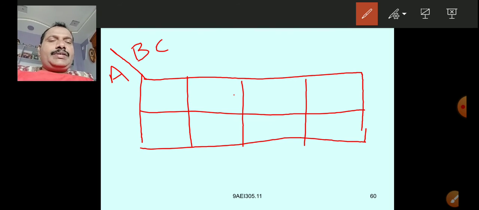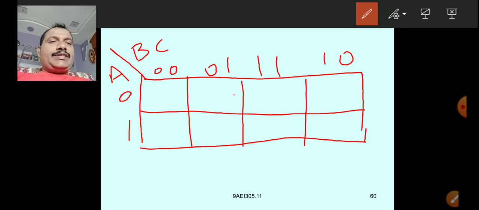Like this, you have to draw. A has two combinations, 0, 1. BC have the combinations, you have to write like this: 0, 0, 0, 1, 1, 0, 1, 1. Like this. You have to carefully write. You have to practice this.